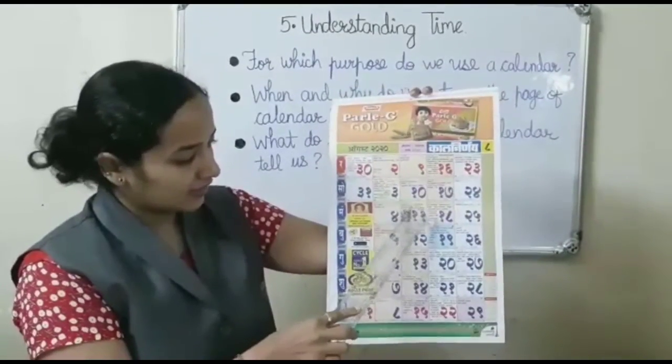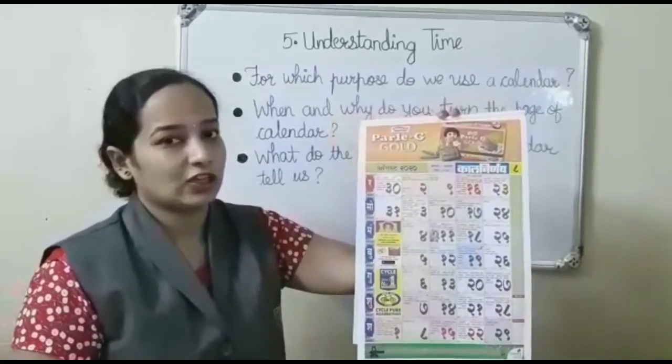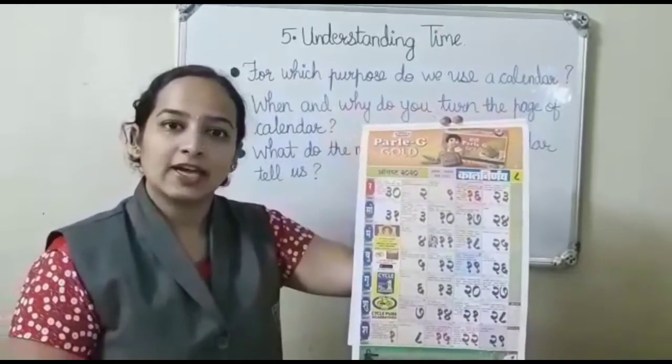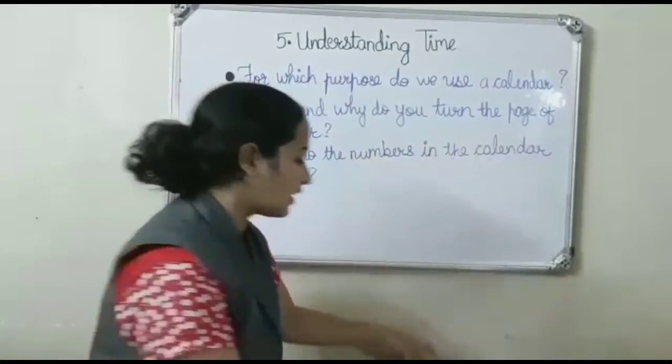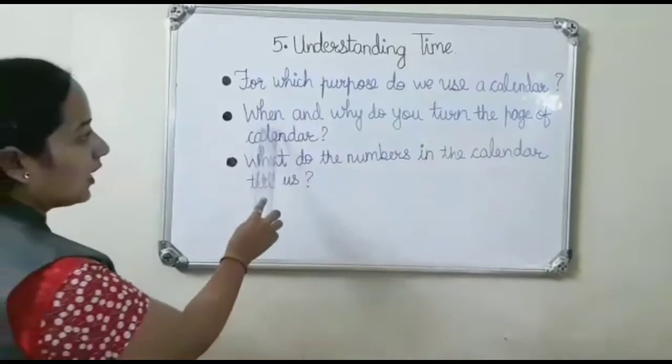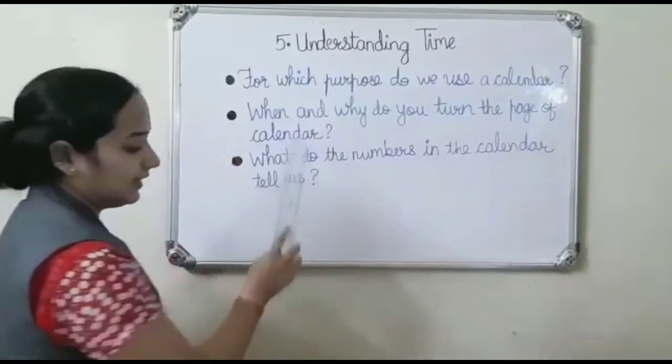The red color thing which is written in bold denotes that it may be a holiday on that day. You can also use the calendar to see your birthday. Then the second question is, when and why do you turn the page of calendar?